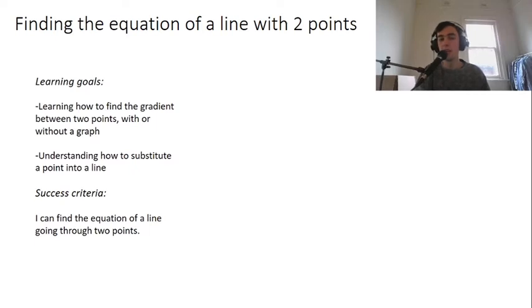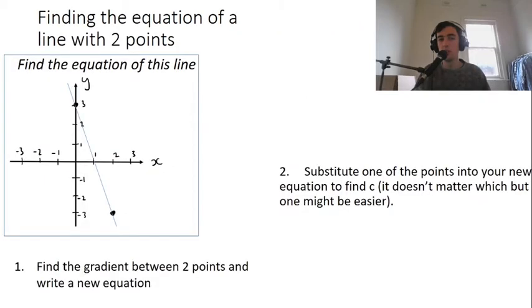And number 2, understand how to substitute a point into a line. We're going to get to that because you won't know what that means yet necessarily. At the end, just to see if you have learned that, just test yourself. Try and find the equation of a line going through 2 points, because that's the overall aim for what we're doing. All right, so we're just going to do 2 examples, and through those examples, hopefully you will see how to find the equation of a line if you know 2 points.